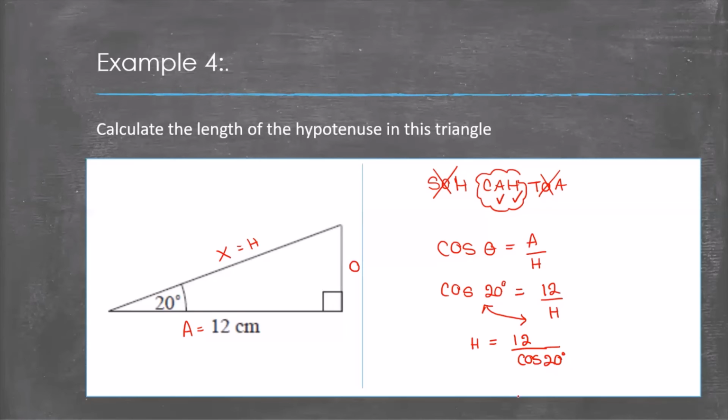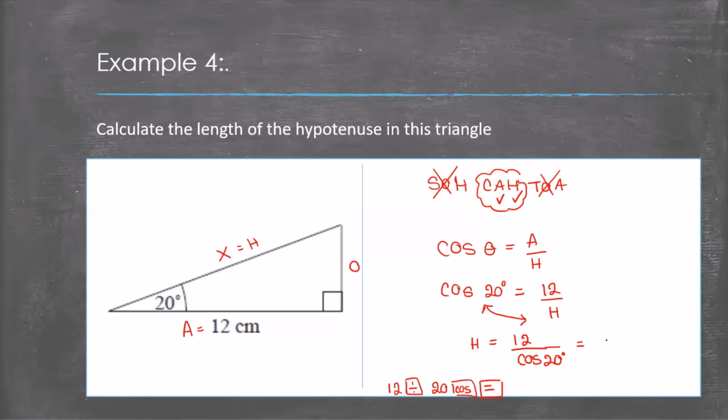You can do this in your calculator in one step. To do it in one step, you would do 12. You're going to press the divide button. Then you'll press 20, cos. Now it's going to give you an answer right away. The answer it gives you is the decimal for cosine. So you need to press equals in order for it to do that division. That's if you do it in one step.